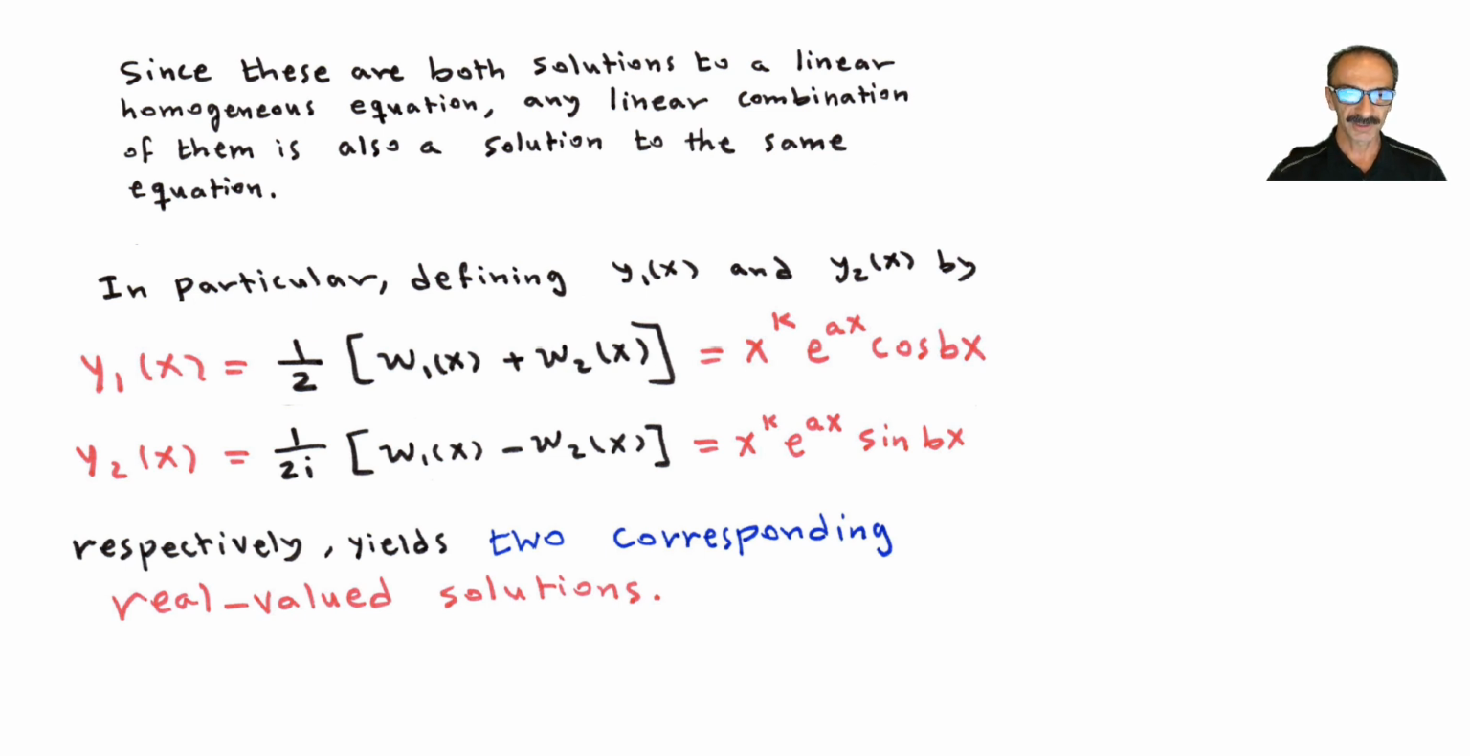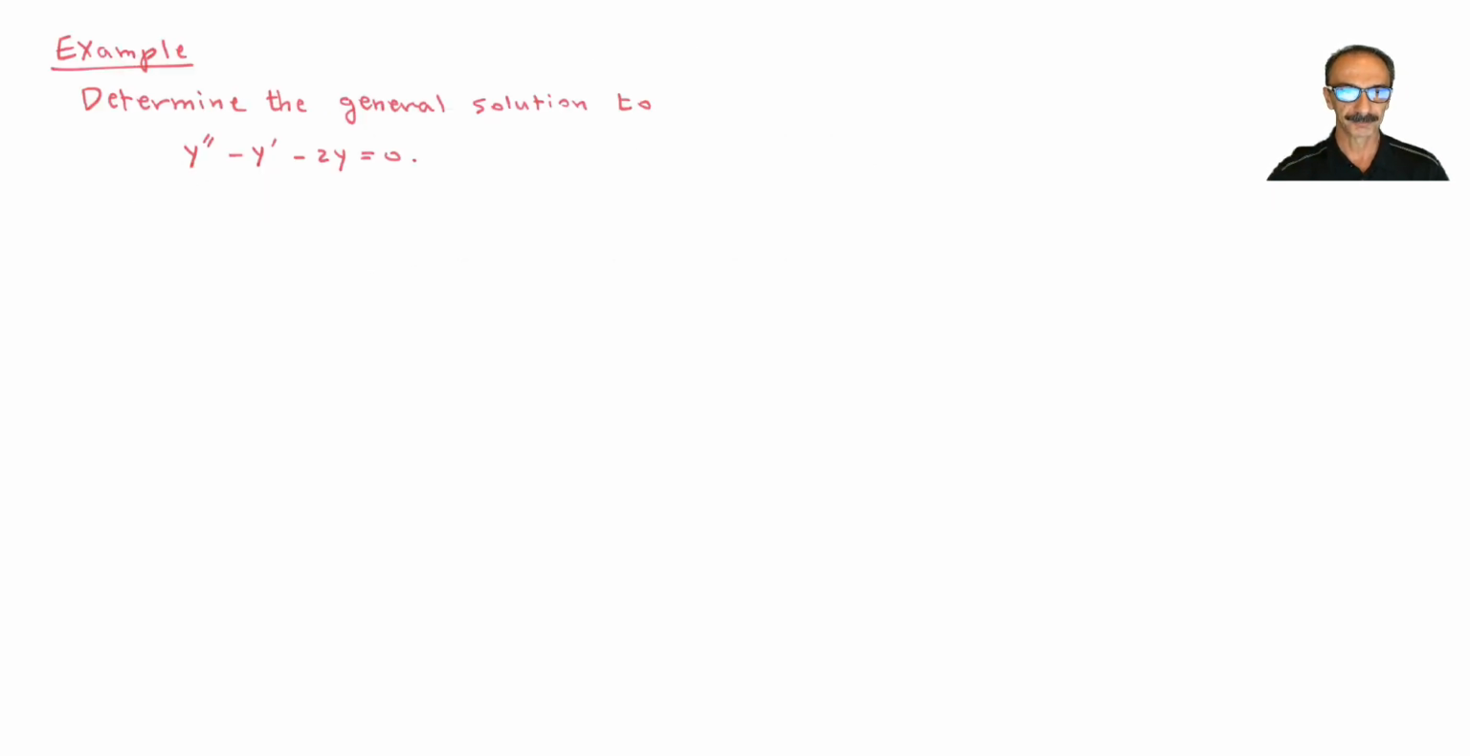Respectively yields two corresponding real valued solutions. So we'll just take advantage of Euler's formula that displays both parts. We'll take both parts as our two new real solutions and we'll be done.